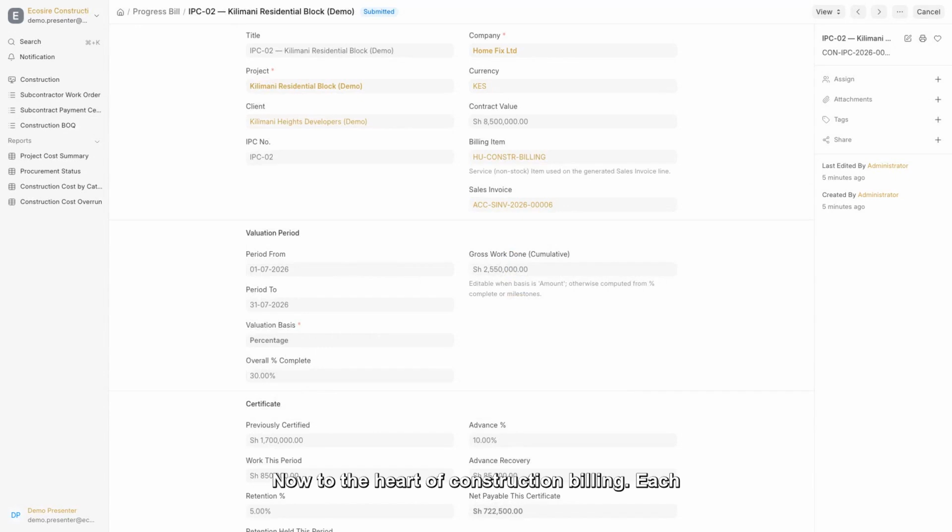Now to the heart of construction billing. Each month you certify how much work has actually been done and bill your client for that slice. The document that does this is a progress bill, also called an interim payment certificate, or IPC. This is our certificate for this month.